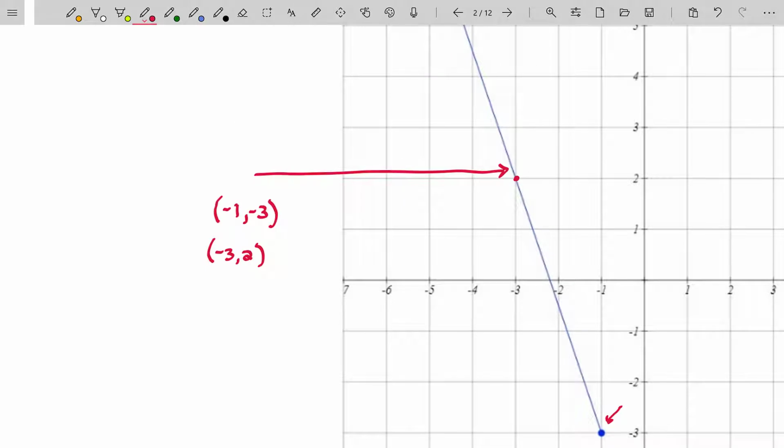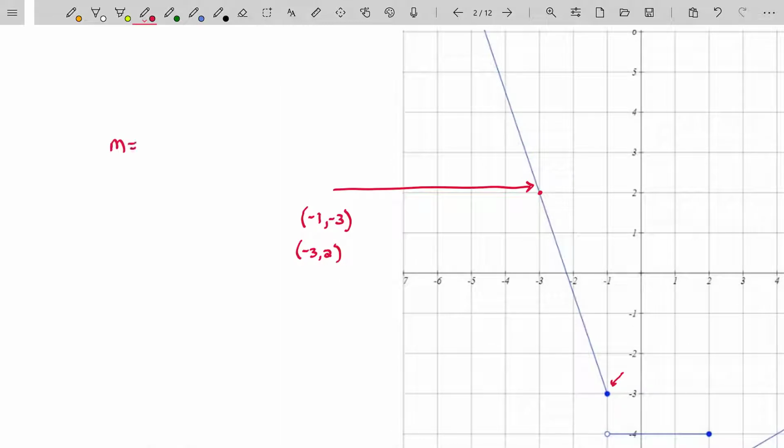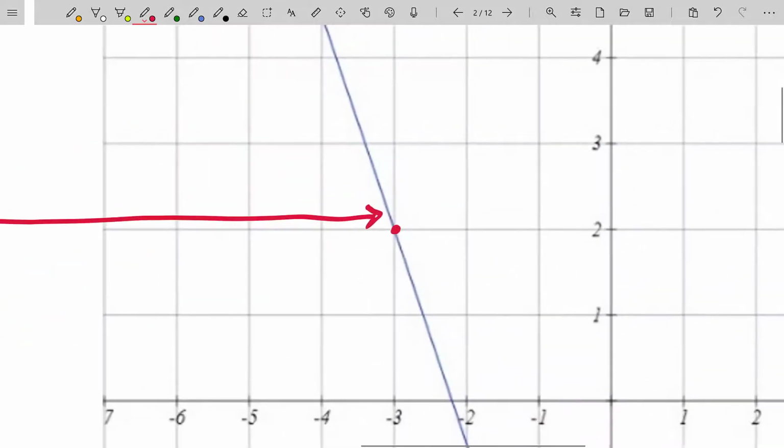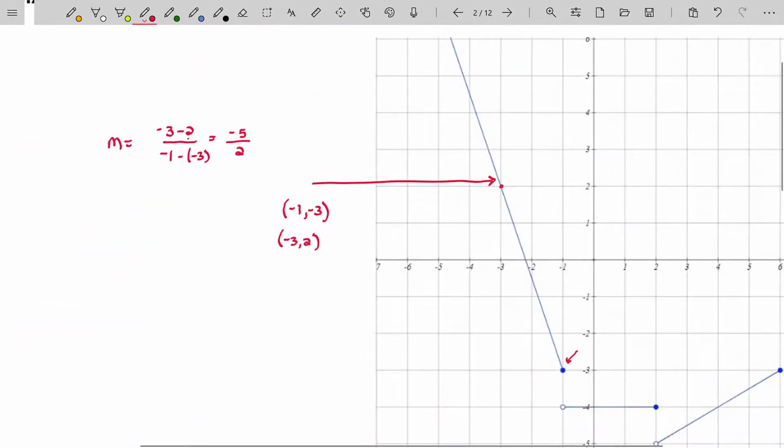Given two points, you can determine the slope of a line and the equation of the line. The slope is going to be the difference in the y values, so -3 minus 2, over the difference in their corresponding x values. That should be -5 over, let's see, -1 plus 3 is 2. And note that that slope is negative and this linear function is decreasing, so that seems to work out.